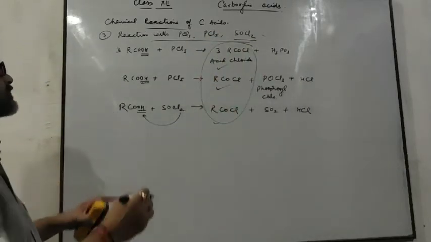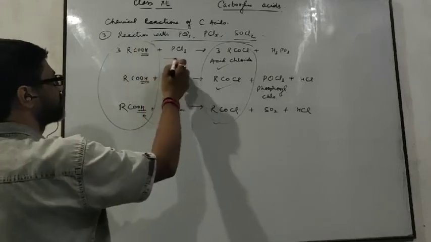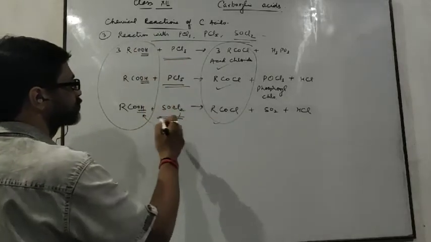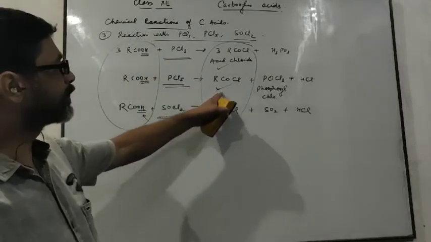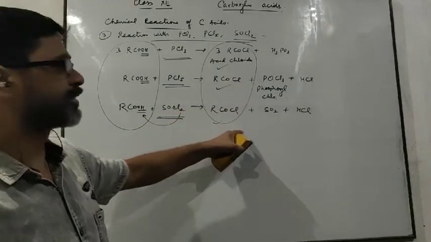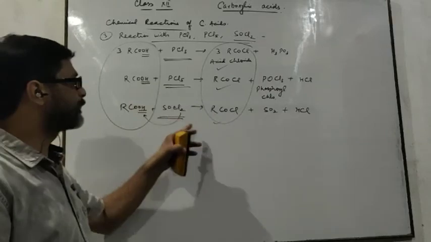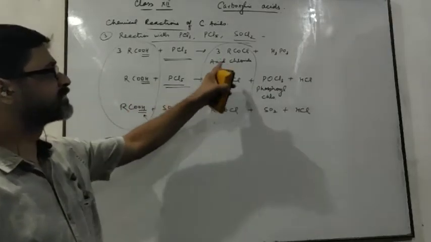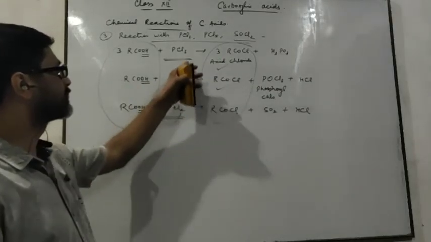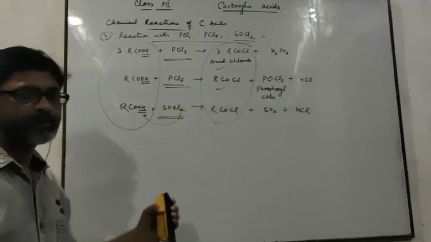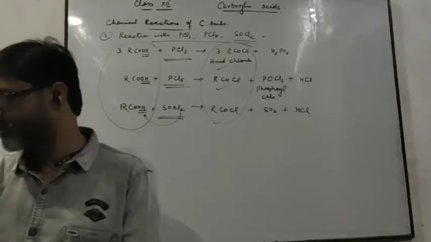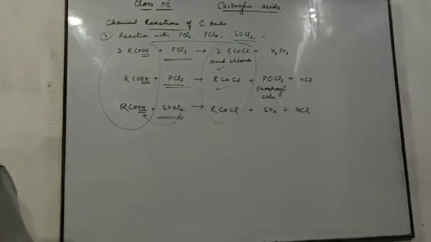Means carboxylic acid on reaction with PCl3, PCl5 or SOCl2 gives acid chloride, the same product. And the subsidiary products are different, depending on the compound. But the main product is the same in all these reactions. Okay? These are about the reactions with phosphorus halides.